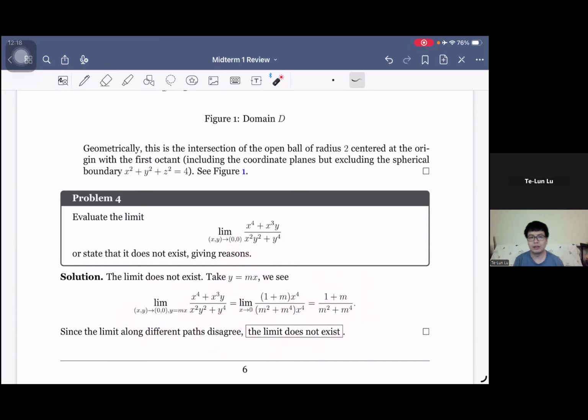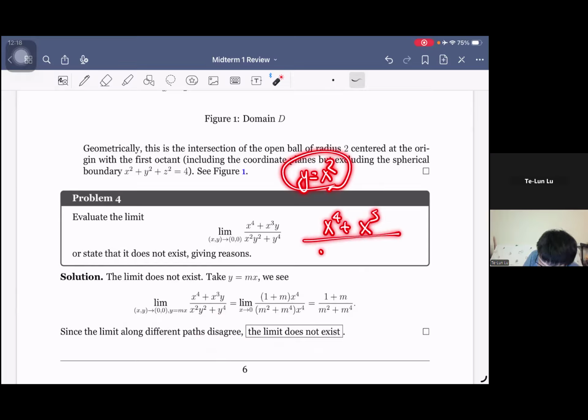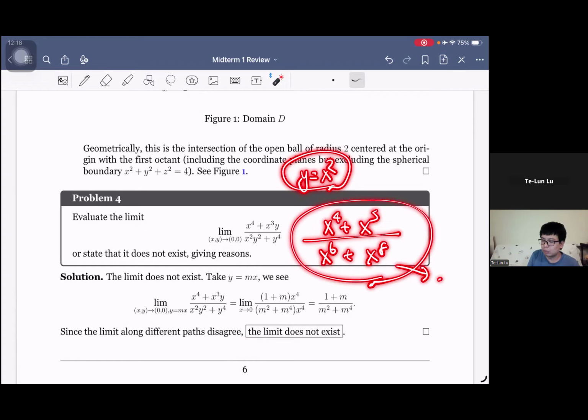You can also try something different. So say if I choose to approach along a parabola like this, then you get x^4 plus x^5 divided by, what is it, x^6 plus x^8, right? So see that in this case, the denominator has a higher degree in comparison to the numerator. So it actually goes to plus or minus infinity, actually, sorry, plus infinity, depending on the sign. But yeah, plus or minus infinity when x goes to 0.